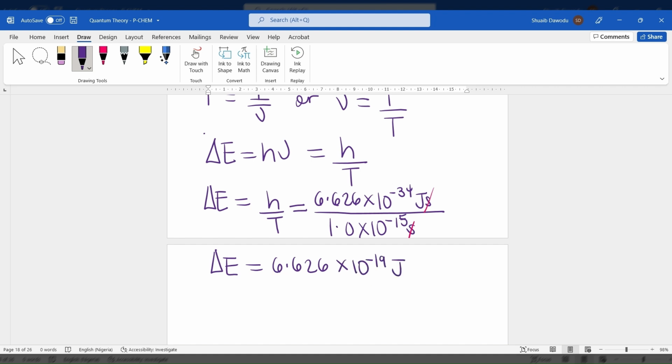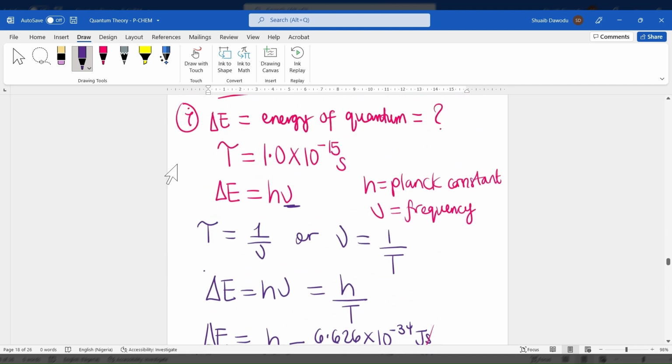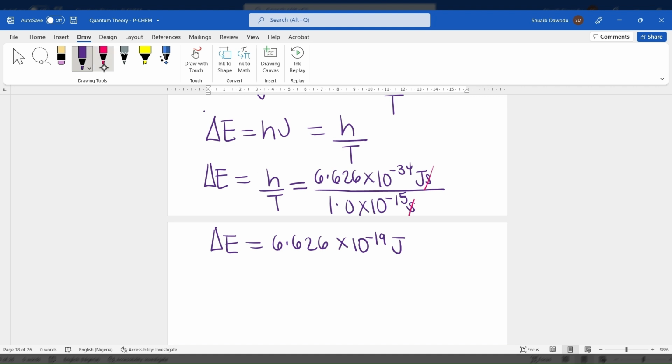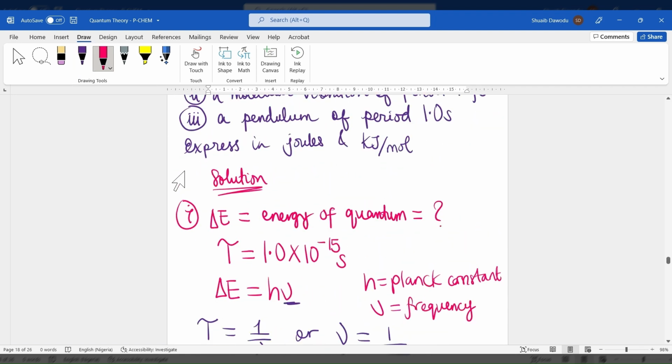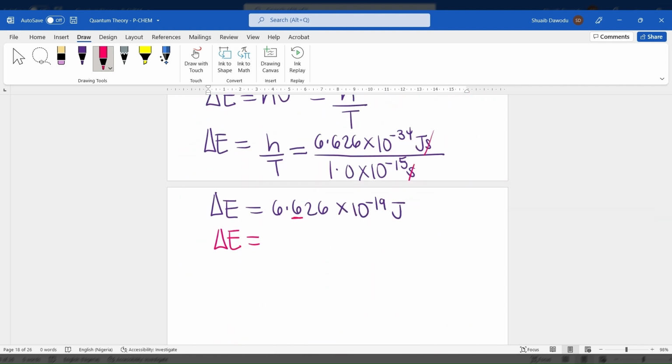And of course, because we're scientists, we have to put our work in the proper number of sig figs. And as you can see, the initial question 1.0 times 10 raised to the power of negative 15 was given to us in two significant figures. So we're going to round to two significant figures. So the final answer of the energy of a quantum for one that occurs at a period of 1.0 times 10 to the power of negative 15 seconds is simply 6.6 times 10 raised to the power of negative 19 joules. So this is basically the answer.